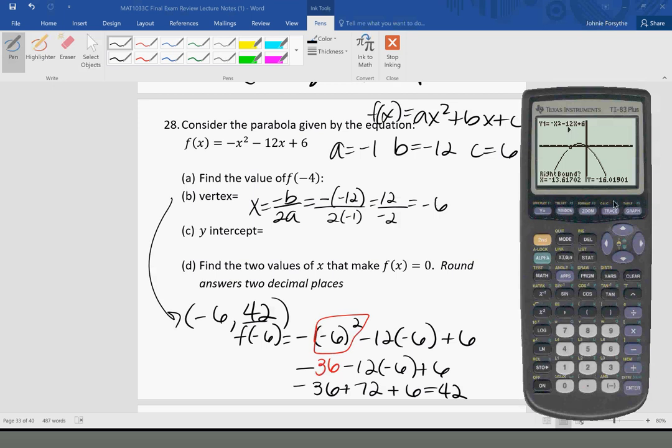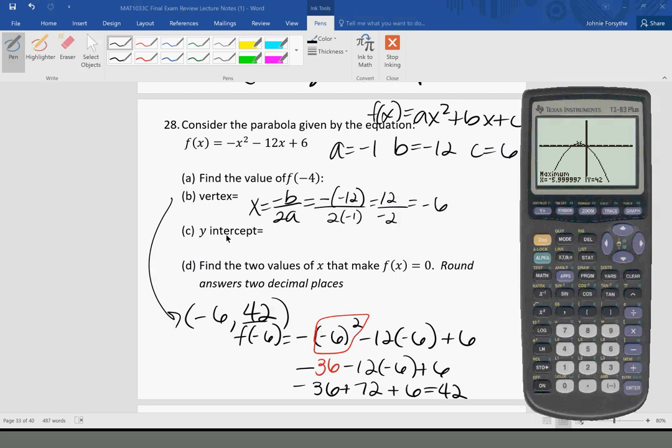You see how I set a little boundary here? And now you want to mark the right side of it. Doesn't matter where you are, as long as you're on the right side of it. Press enter. Now it asks you to guess, and you say yes and press enter. Then it is going to calculate the maximum. It's super specific, but x equals negative 6, y equals 42. Negative 6, 42. That's your maximum.